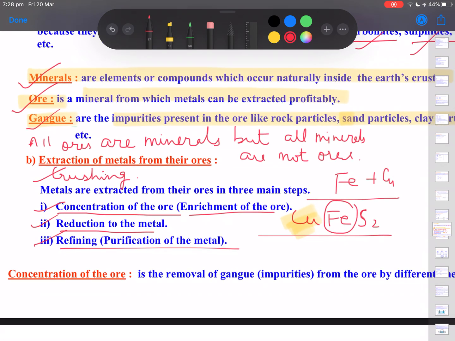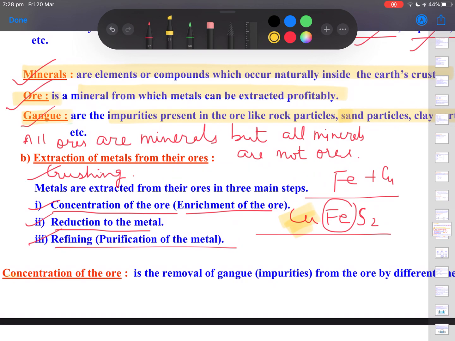So here I have already highlighted what I spoke before. Concentration means removal of gangue particles. And further stages of metallurgy we'll be discussing in the next video. So keep watching.